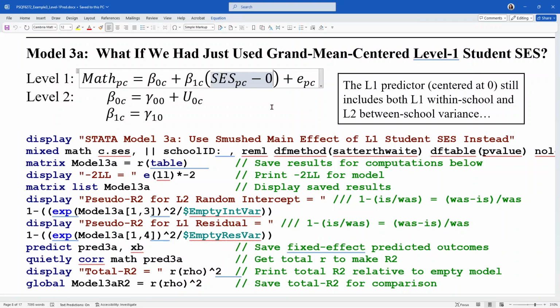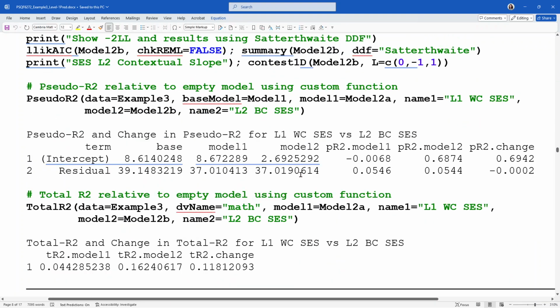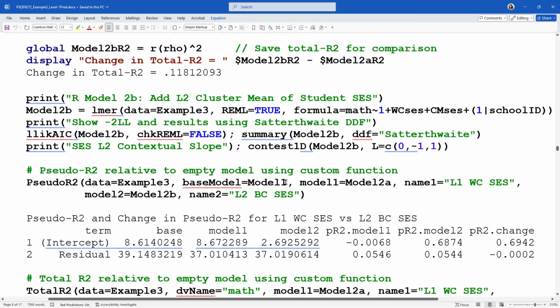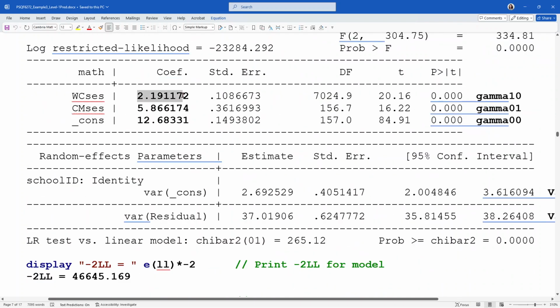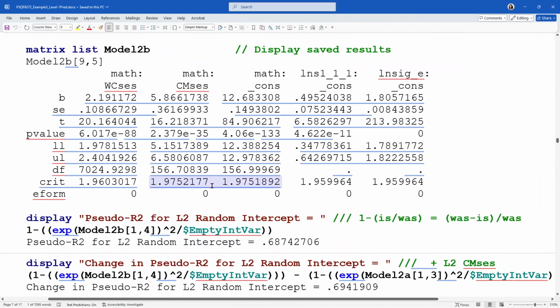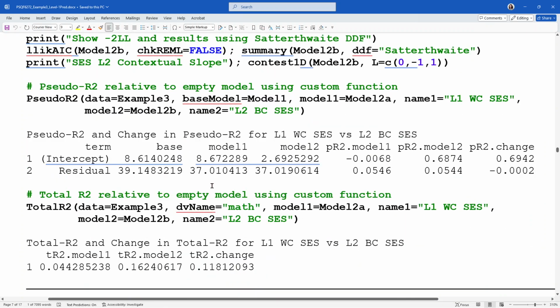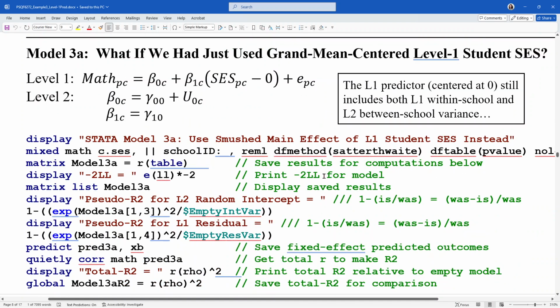Right? So we know from the last model what the right answer is, so to speak, for what these effects are. We know that the level 1 within slope should be 2.19. We know that the level 2 between slope should be 5.87. And we know that those two slopes accounted for about 5% and about 69% of the variance at level 1 and level 2 respectively. Now let's see what we get out of the smushed model.